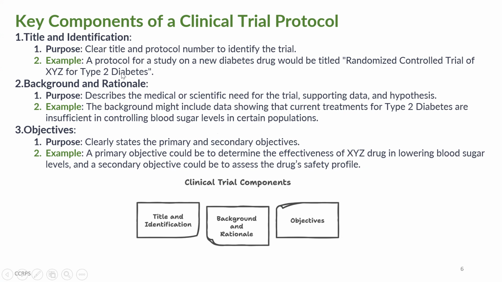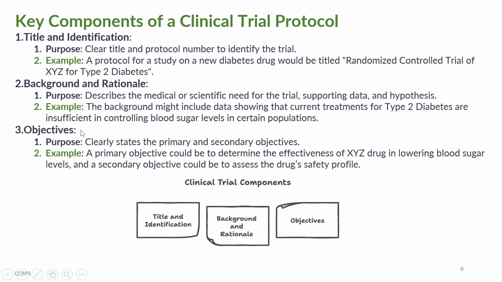Purpose describes the medical or scientific need for the trial, supporting data and hypothesis. Example, the background might include data showing that current treatments for type 2 diabetes are insufficient in controlling blood sugar levels in certain populations. Objectives, the purpose here clearly states the primary and secondary objectives.